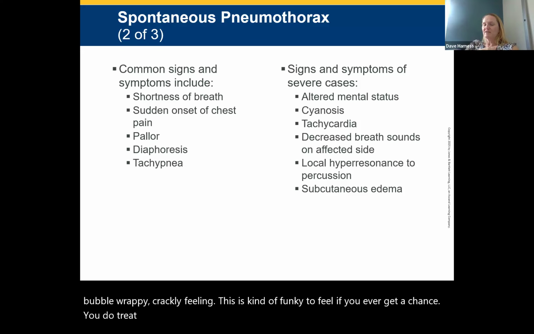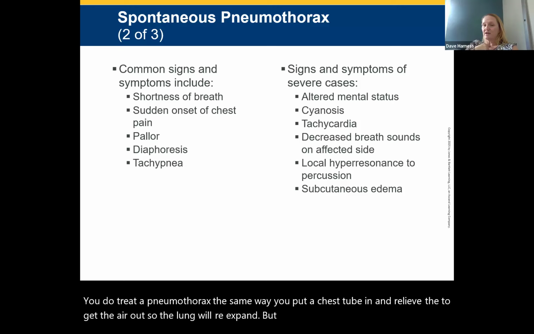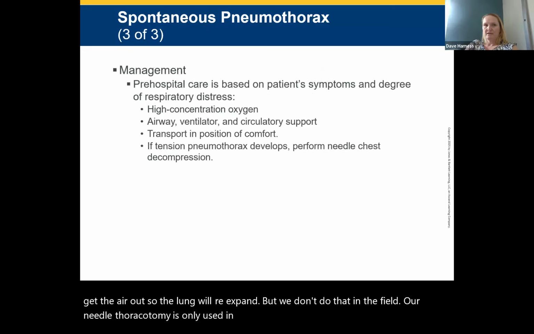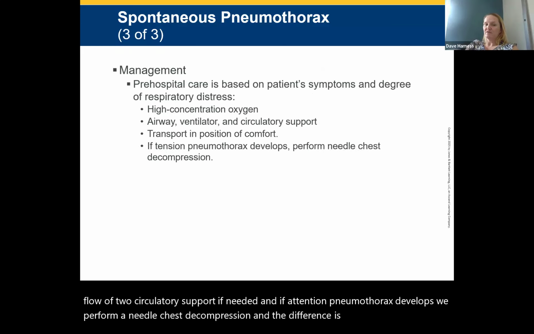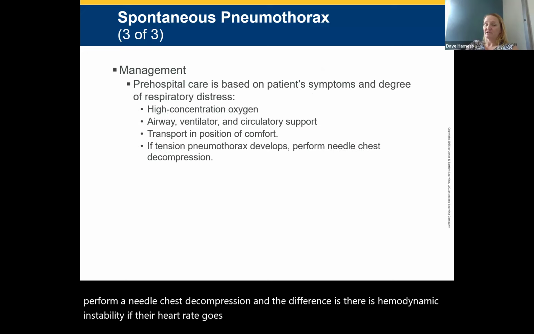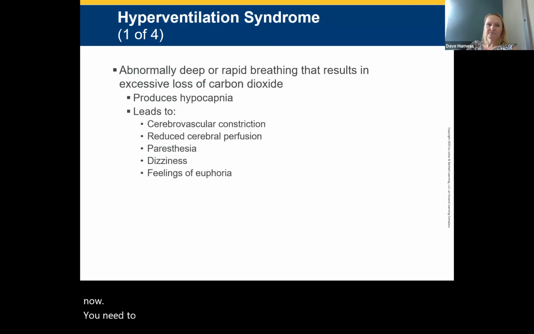You put a chest tube in and get the air out so the lung will re-expand, but we don't do that in the field. Our needle thoracostomy is only used in tension pneumothorax. We just give them high flow O2, circulatory support if needed, and if a tension pneumothorax develops, we perform needle chest decompression. And the difference is hemodynamic instability. If their heart rate goes to 140 and their blood pressure goes to 80 over 40, now you need to needle their chest.